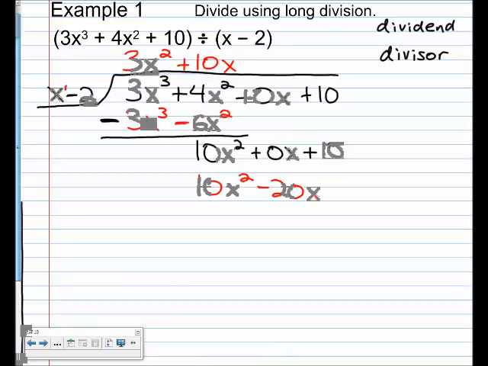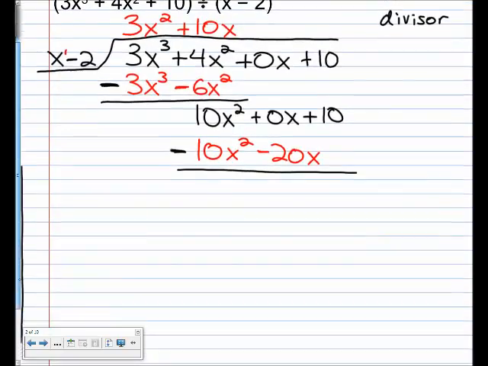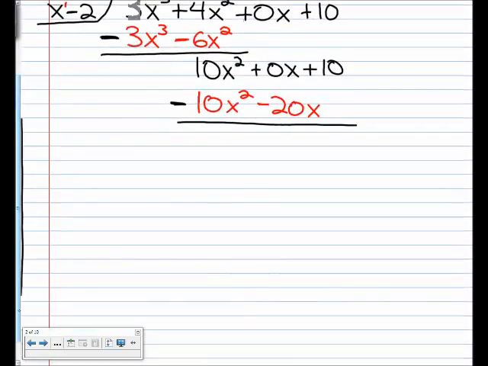All right? Going to subtract again. What's 10x squared minus 10x squared? Nothing. 10x squared minus 10x squared is nothing. That's not a coincidence, guys. It should be like that every time. Every single time. Okay?